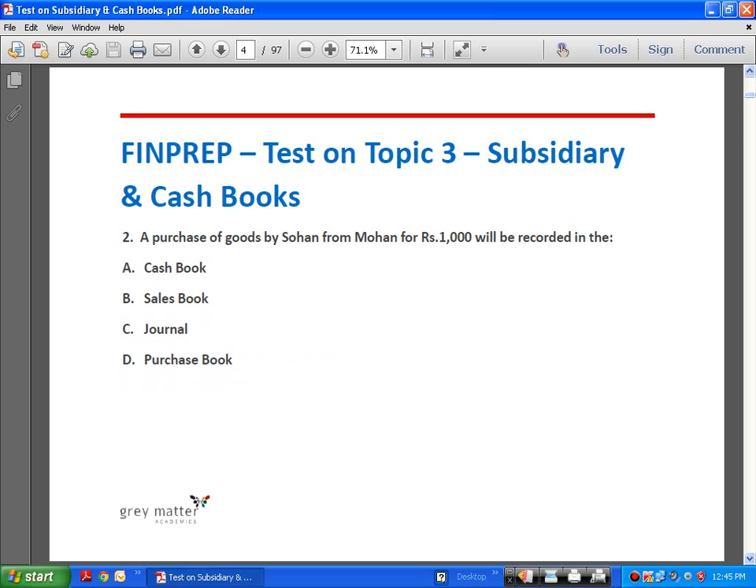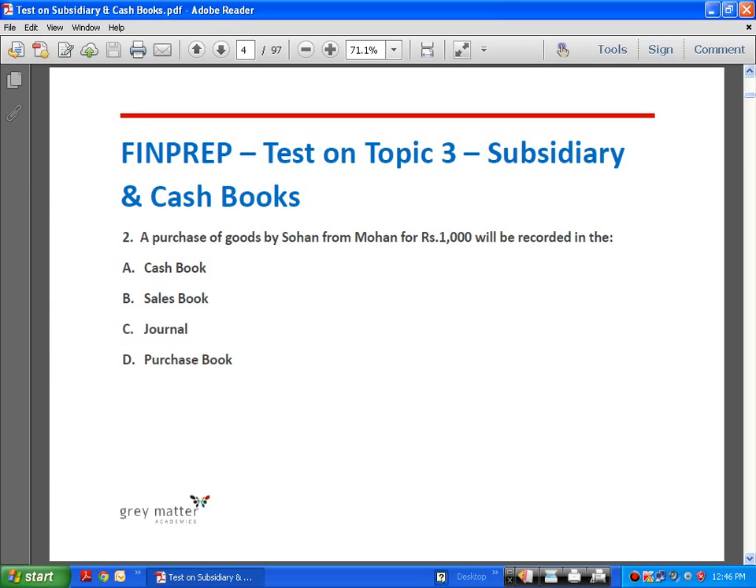Next question. A purchase of goods by Sohan from Mohan for ₹1000 will be recorded in which book? So this is a purchase of goods, and it is a purchase of goods for credit. Since it does not explicitly say that it's been purchased for cash, it is a purchase on credit, and all credit purchases of goods have to be recorded first in the purchases book.